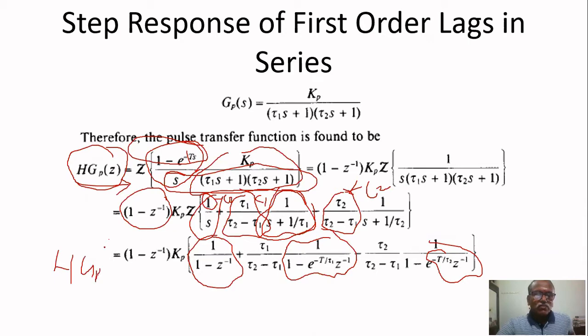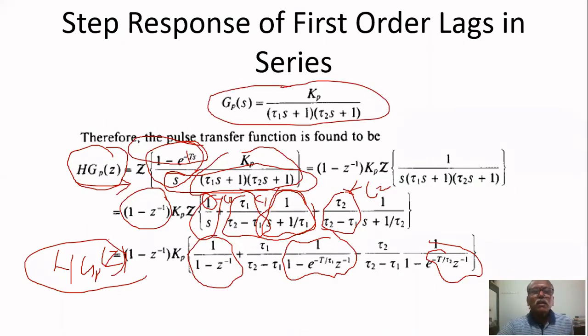pulse transfer function. So what we have to remember, always if it is a continuous system, precede it with a zero order or first order hold, some hold circuit output, then do partial fraction, then find the Z transform. That is called HGp(z), or pulse transfer function.